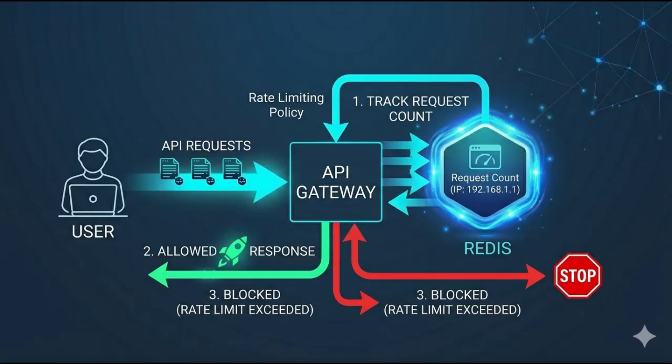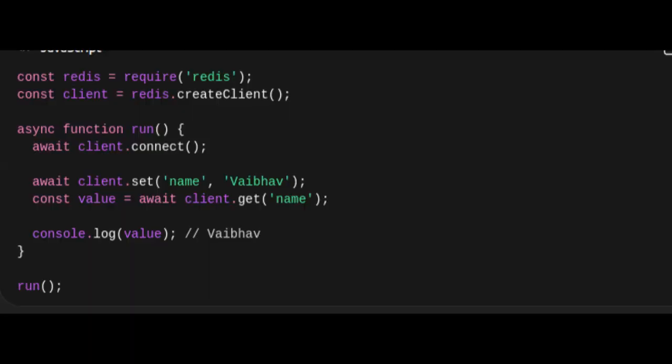Now a simple example of how to use Redis in a Node.js application. First, install Redis using npm, then write the simple code. So I have written the simple code here. What's happening? We are creating the Redis client and connecting to the Redis server. Then we store a key called name with the value Vaibhav. After that, we retrieve the value using the get method. And finally, we print it. This is how simple Redis is to use. You just store the data as key-value pairs and retrieve it instantly.